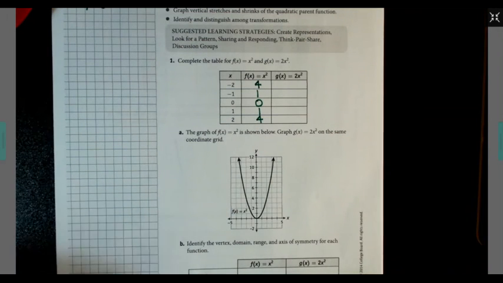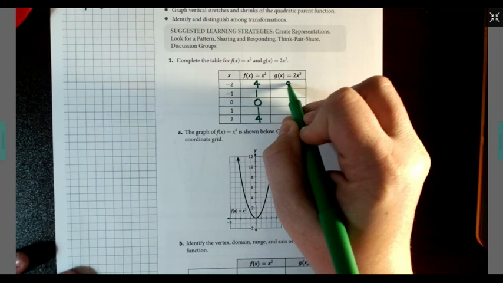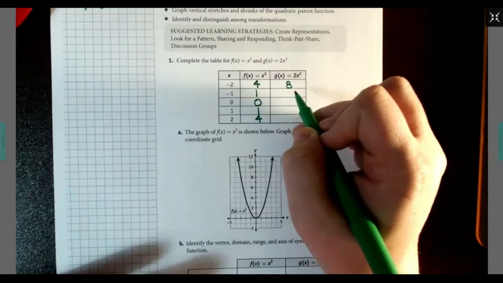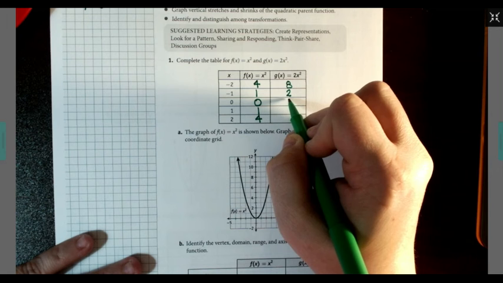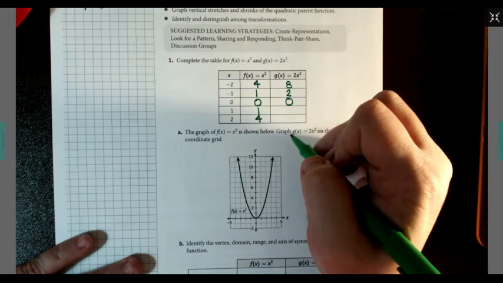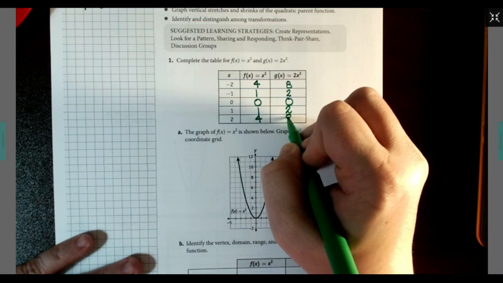This time we're going to do 2 times x squared. So that's going to make this 8 because we square it and then multiply by the 2. 2, 0, 2, 8.